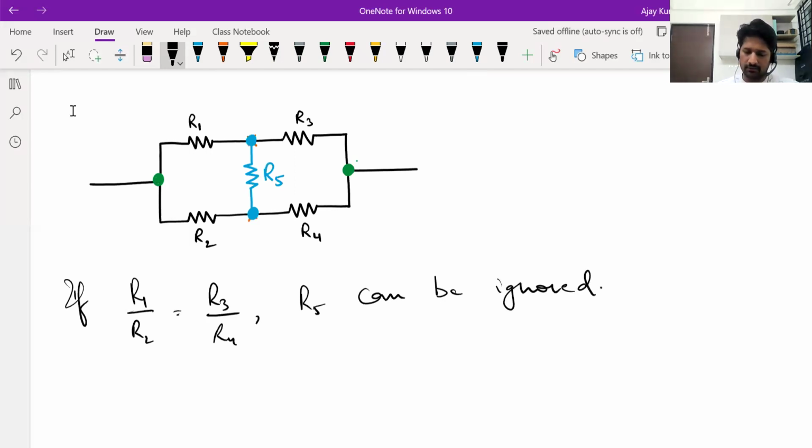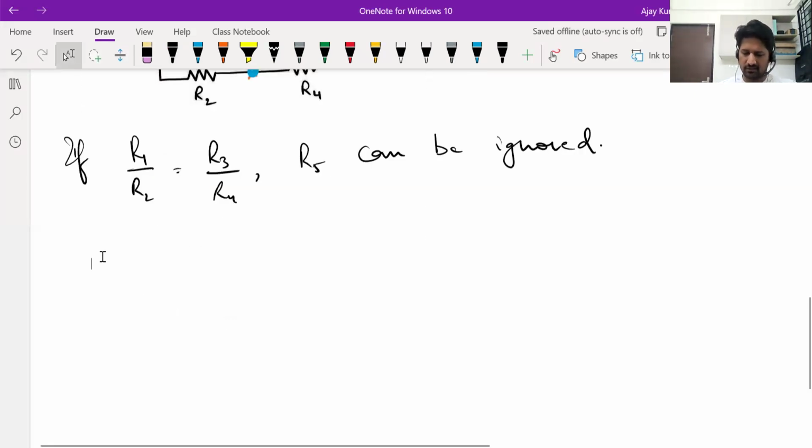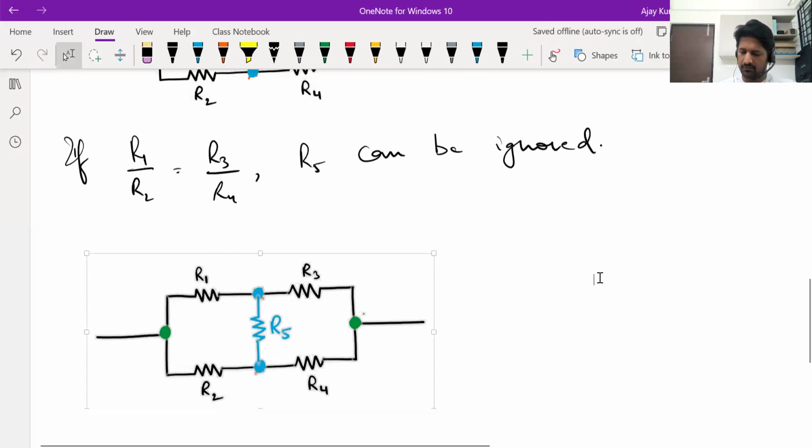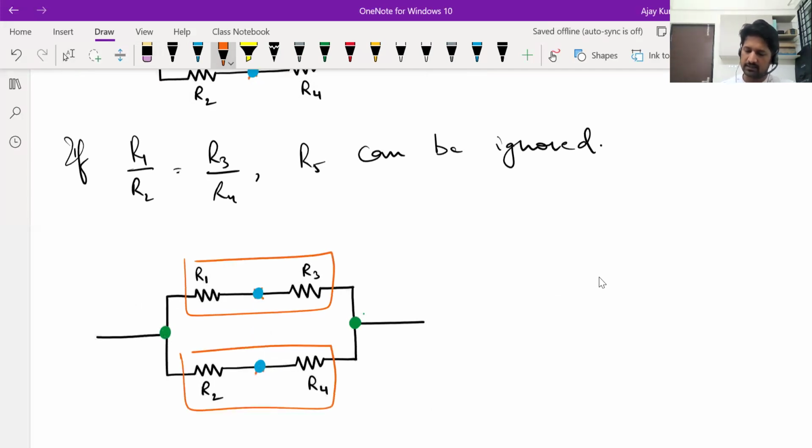What if we ignore the fifth resistance? It's actually the reverse of how we derived now. If we ignore the fifth resistance, then you will see that these two are in series, these two are in series, and that series is in parallel with this series. You can find out the effective resistance.